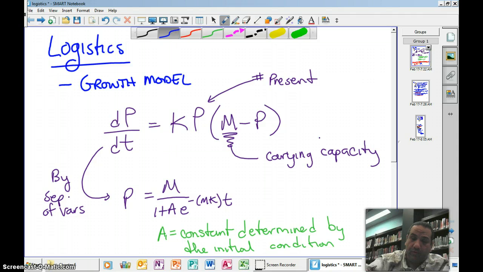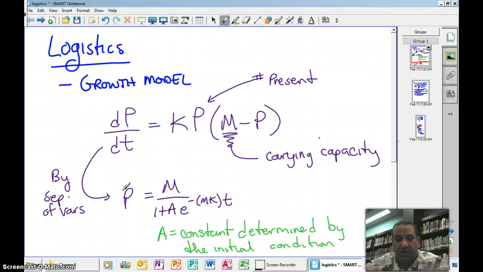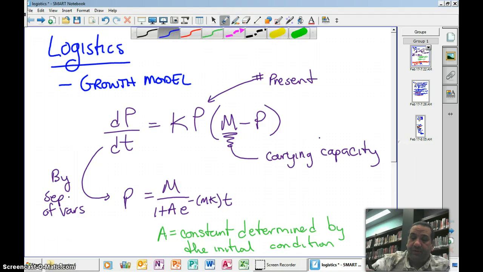It's a formula, a model, that says the derivative of P with respect to time, dP/dt, is equal to kP times the quantity M minus P. Let me tell you what some of these players mean. P is the number of species present. M is its carrying capacity, meaning how many of them can exist. And usually a logistics graph looks something like this.